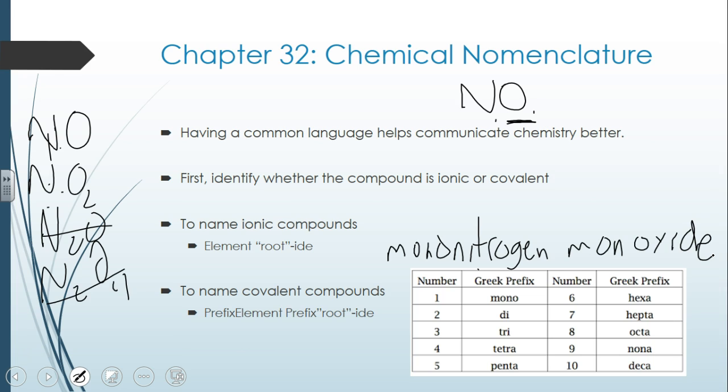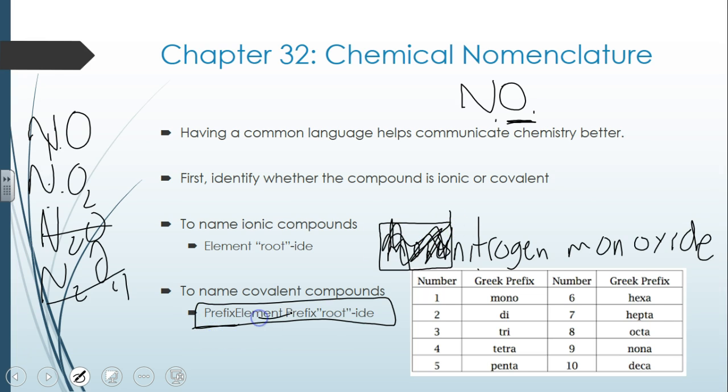I already got rid of the O here for mono. It's not mono-oxide, it's monoxide. But then, because this first prefix is mono, now I'm going to get rid of it. So the point is I always do this, and then I go back and check my work. Prefix element, prefix root-ide. And then I get rid of the end.